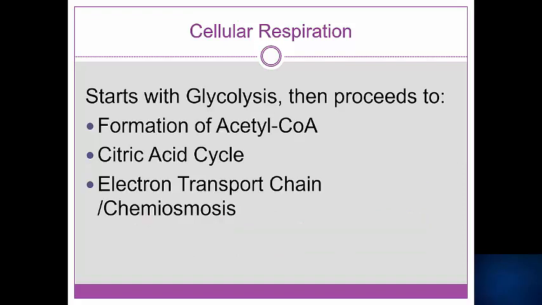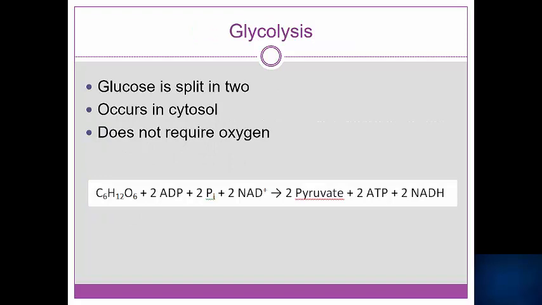Cellular respiration includes four processes: glycolysis, pyruvate processing, also known as the formation of acetyl-CoA, the citric acid cycle, also called the Krebs cycle, and oxidative phosphorylation, which includes the electron transport chain and chemiosmosis. Glycolysis is the process by which glucose is split into two pyruvate molecules.